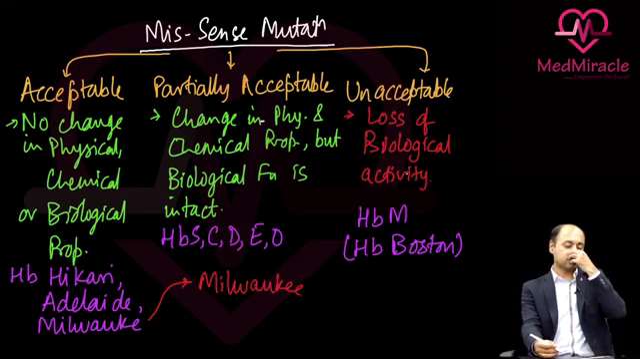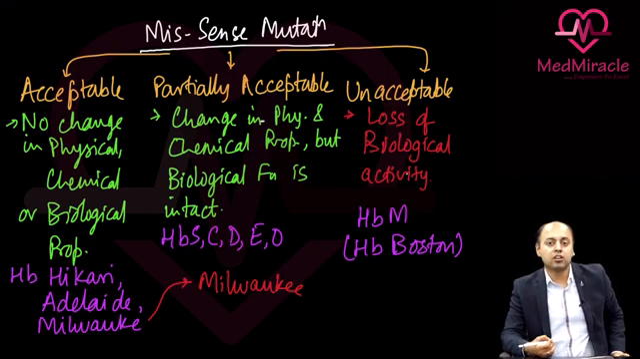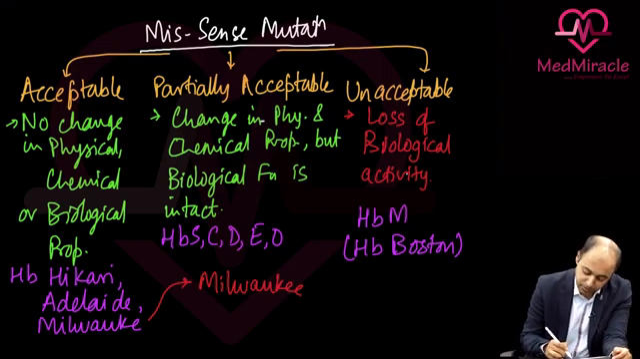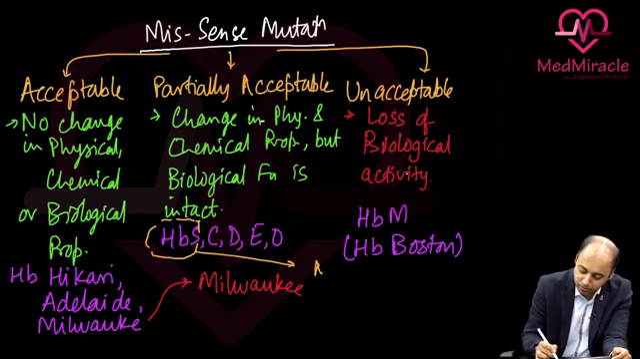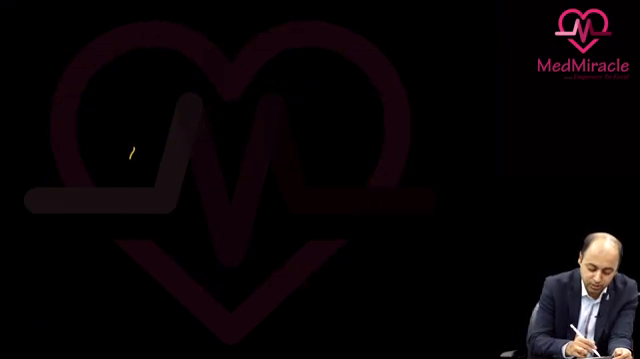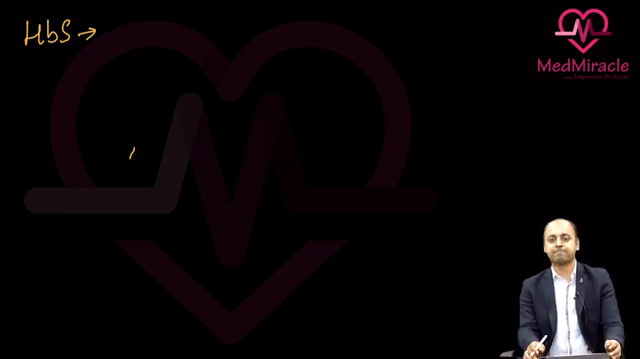So these are the various different types of hemoglobin based on their functioning. Please be advised that HBS is the most common abnormal hemoglobin variant. They'll ask a lot of questions about HBS. You should know everything about HBS.